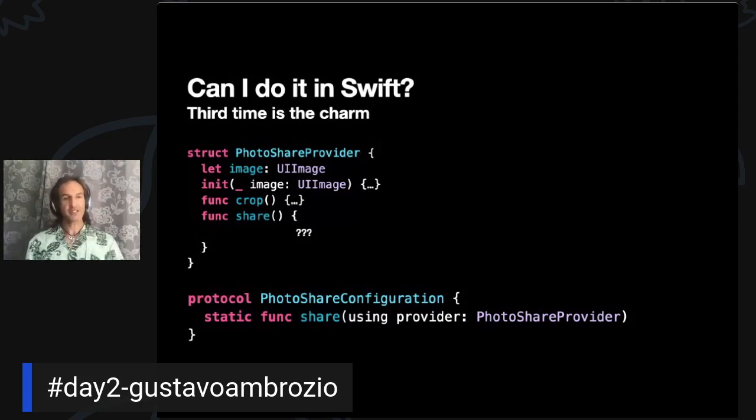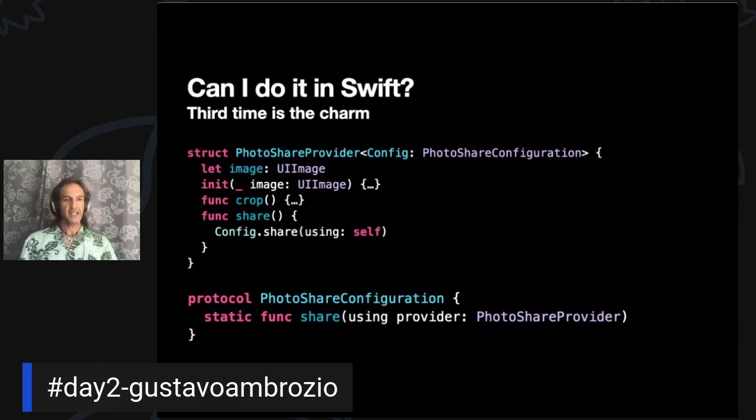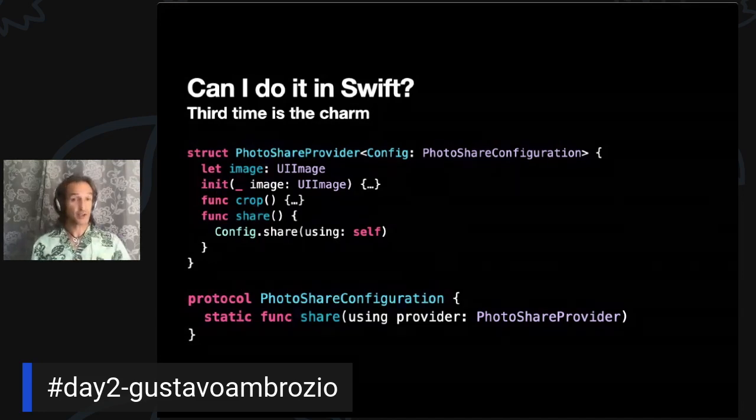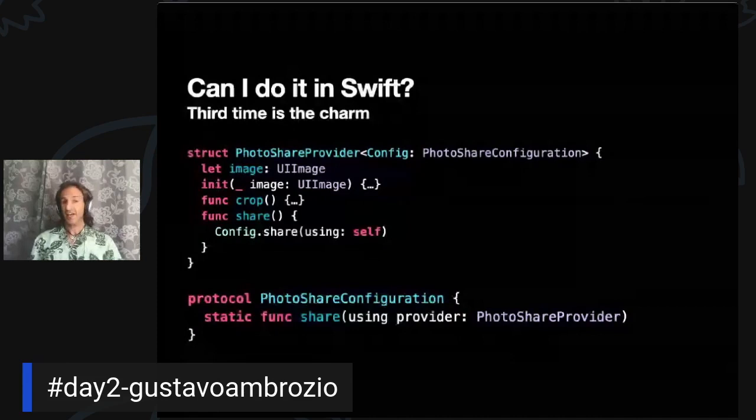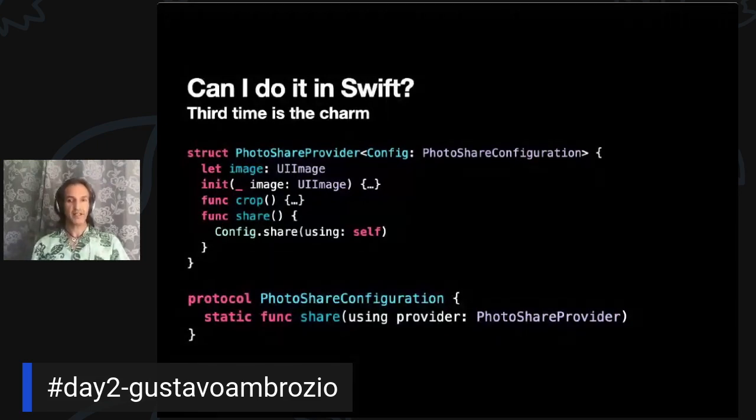And the way that you use this now, you add this as a generic in your main structure. And now that you have this as a generic, you can come here and say config.share using self, right? And then this protocol now serves as a configuration. It doesn't have to be instantiated. It's not something that you create at runtime. It's just a configuration that you can associate as a generic in your structure.